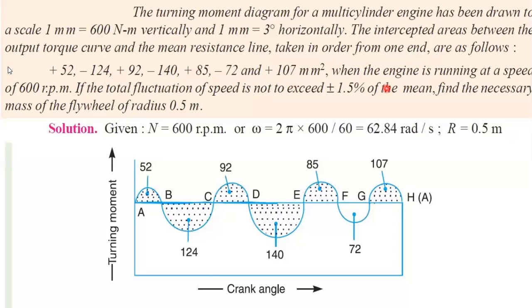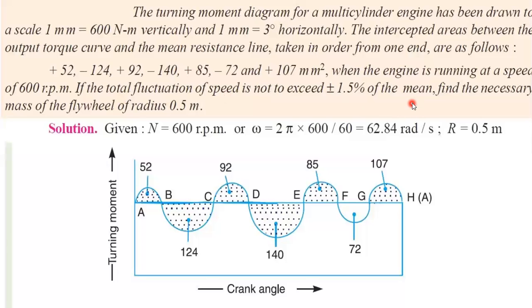When the engine is running at a speed of 600 rpm, so N is equal to 600 rpm. So omega will be equal to 2 pi N by 60, so we will be getting it in terms of radian per second. If the total fluctuation of speed is not to exceed plus or minus 1.5% of mean, that is plus 1.5 and minus of minus 1.5. Actually, it will be written as omega 1 minus omega 2. So plus 1.5 minus of minus 1.5 becomes plus 1.5, so totally it will be 3%.